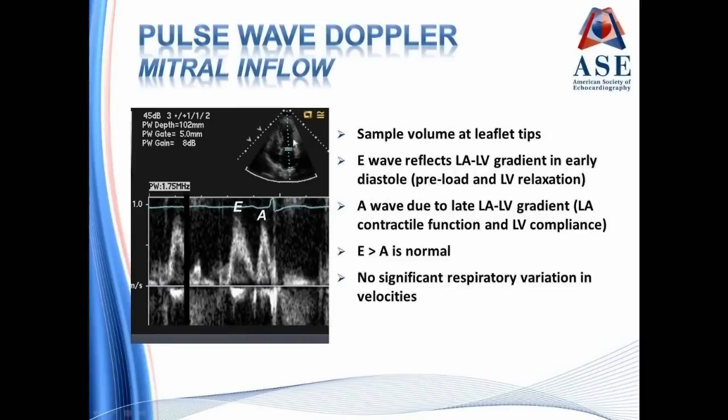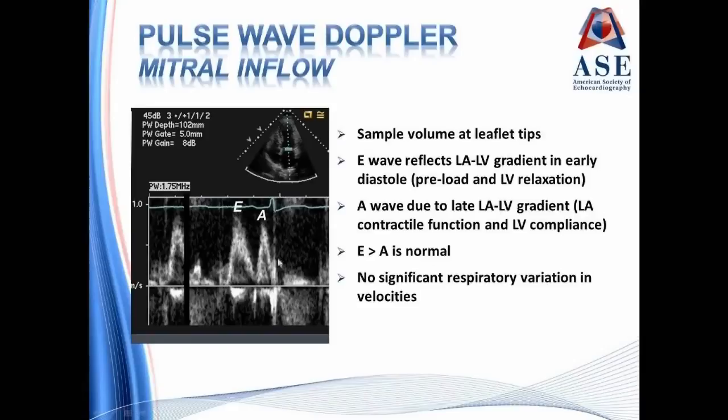The sample volume is placed at the leaflet tips and not down in the left atrium. The EKG is here. Here's the baseline, so flow towards the transducer is positive, flow away from the transducer is negative. And as the mitral valve opens, we see early diastolic filling. There's then a short period of diastasis, and with the atrial contraction, the A wave occurs.